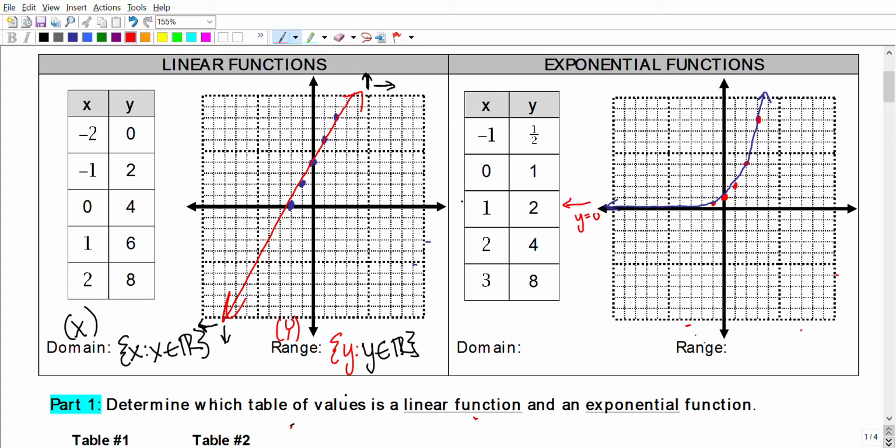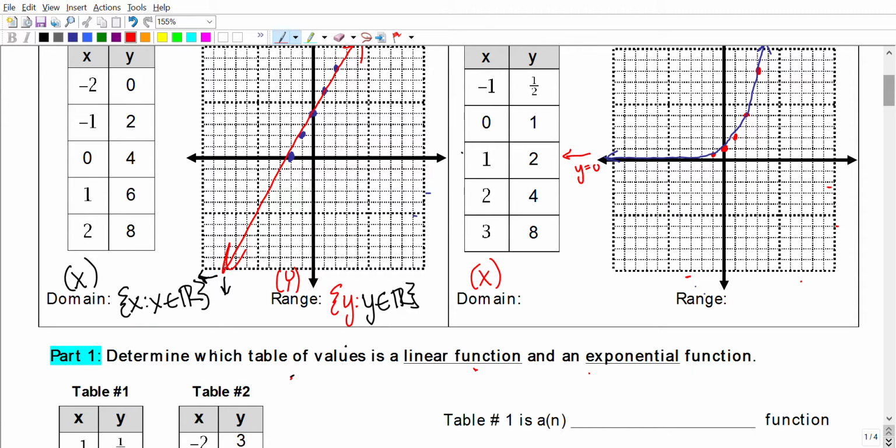Now let's take a look at the other side. So this other side will go to the right forever, and it does go up forever as well. So again, remember, domain, we're talking about our x values. So what are our x values here? Well, if it goes all the way left and all the way to the right, then we have x such that x is an element of the real numbers.